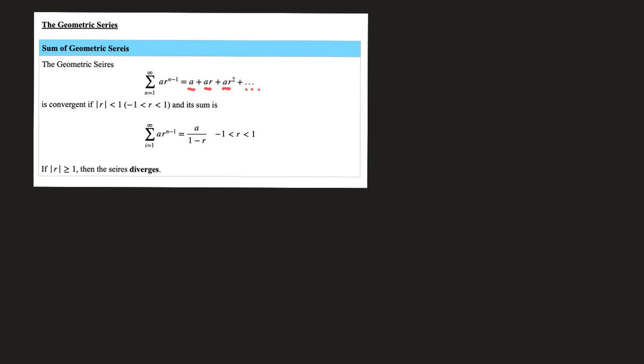When this geometric series is convergent, the condition is that the ratio r is between negative 1 and 1, and the sum is going to be a, the first term, over 1 minus the ratio r. That's the sum of a geometric series. Let's prove this one, okay?